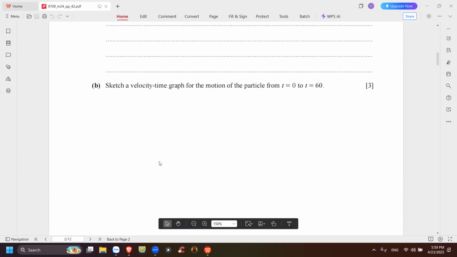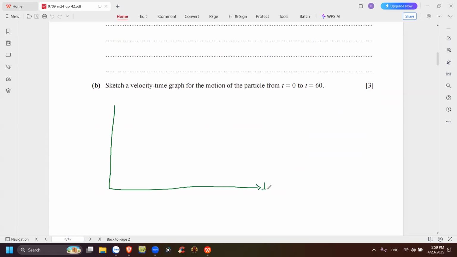Now the sketch of the velocity-time graph is quite easy, but you have to sketch it the right way. Let's say you start with 5 meters per second. This is time t in seconds. For the first 10 seconds, it's going to be like this. For 10 to 20 seconds, what do we have? It moved at 2, right? So it has to drop down to here, like this.